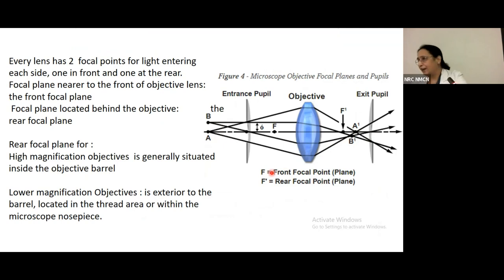Now, every lens has two focal points for light entering each side, one in front and one in the rear. The focal plane which is near the front of the objective is called the front focal plane, while the one which is behind it, located behind the objective lens, is called the rear focal plane. The rear focal plane for high magnification objectives is generally situated inside the barrel of the objective, while for lower magnification objectives, it is exterior to the barrel. It is located near the area where the objectives are mounted, or within the microscope nosepiece.